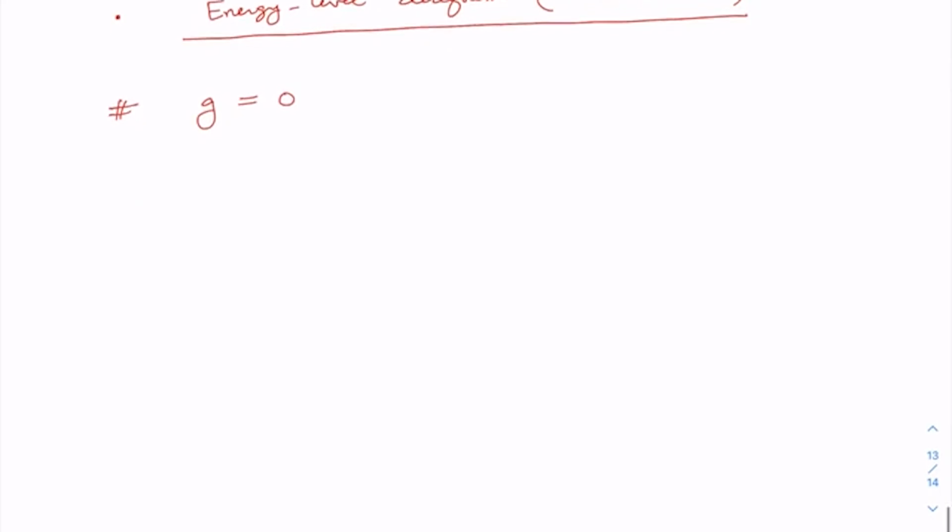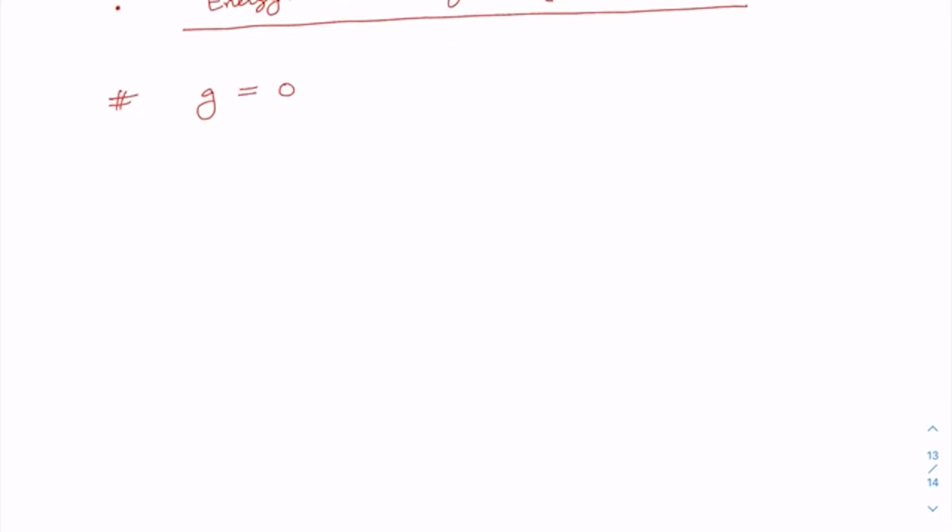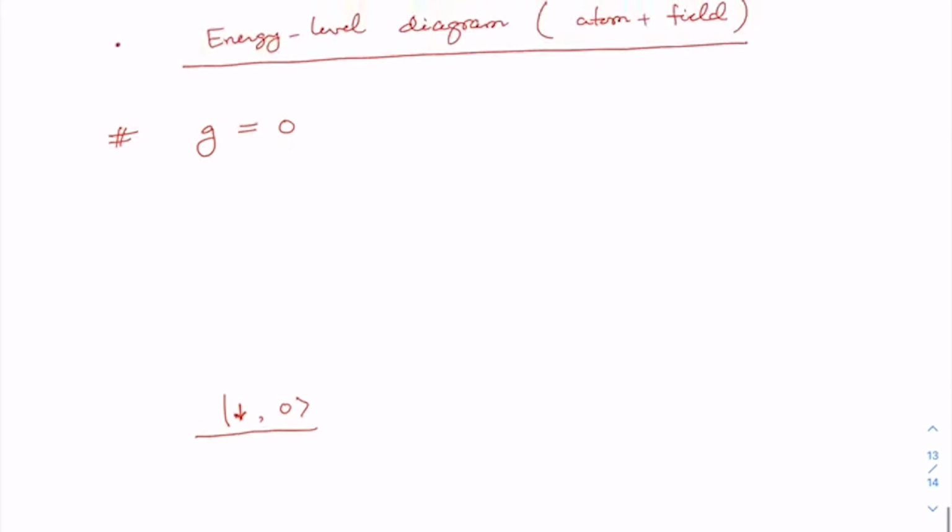We can view the atom as a spin half system, as it has only two energy levels. Let us say the atom is in the ground state. Let me represent it by a down spin here. It is in the ground state and there is no photon in the field mode, zero photons. So clearly this is the ground state of the combined system, atom and field. This represents the ground state energy of the system.